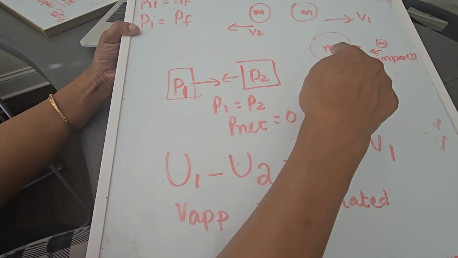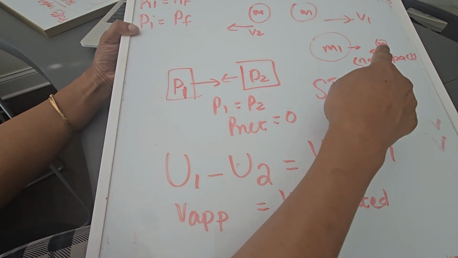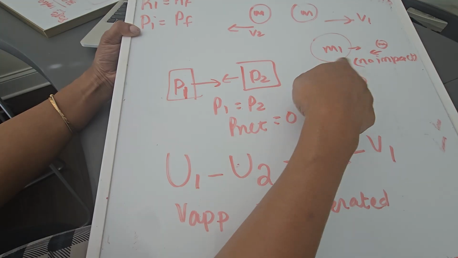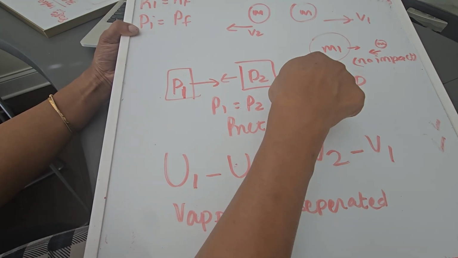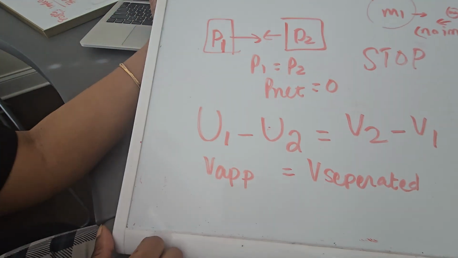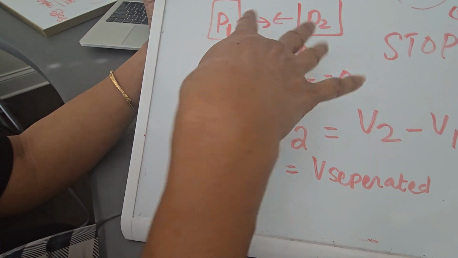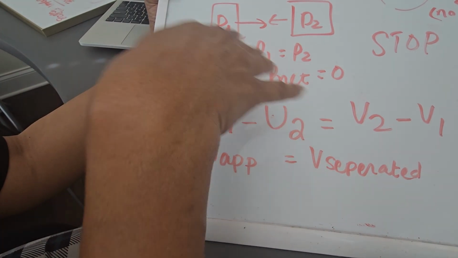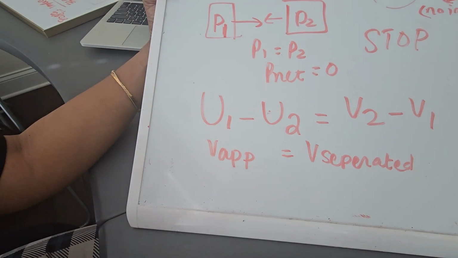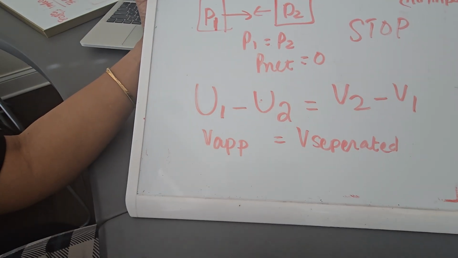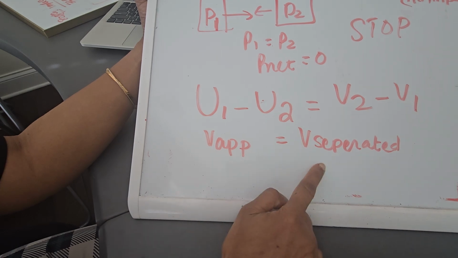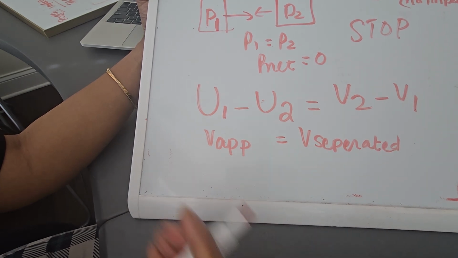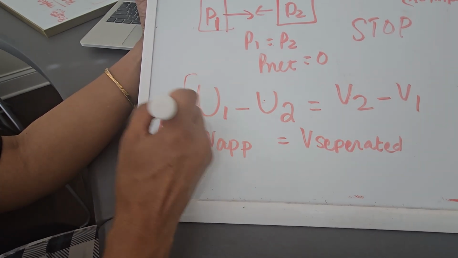And if one mass is very massive and the other is much lighter, the collision will have no impact on the velocity of the bigger mass. That makes sense. Let's say two objects have the same momentum and approach each other, where the net P is 0, which means they come to a complete stop. And this is a very important equation: velocity of approach equals velocity of separation. This can only be used for elastic collisions.